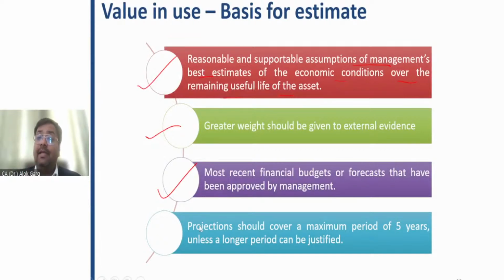Clear? But if the life is uncertain, if you are not clear about how many years it will go, then it should cover a maximum period of 5 years unless a longer period can be justified. Clear? Is it clear?